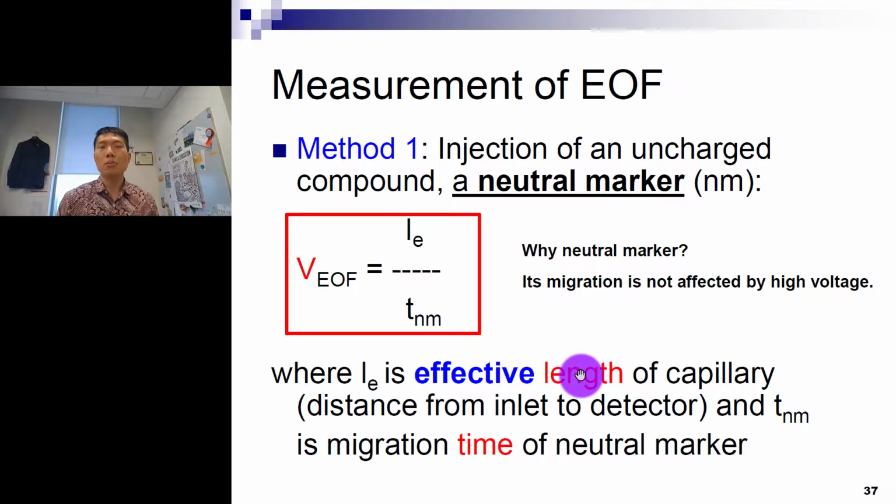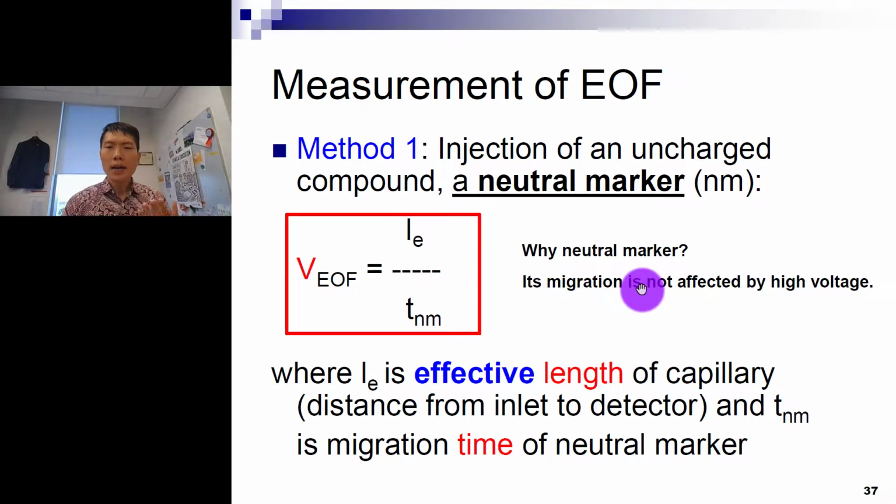So here's the part about how do we measure EOF here. Very important when you do research using CE, you have to know, even do experiments. So the first one is to inject an uncharged neutral marker, which is detected, right? So nm is not nanometer here, it's a neutral marker. Now the VEOF is the Le over the t of nm.